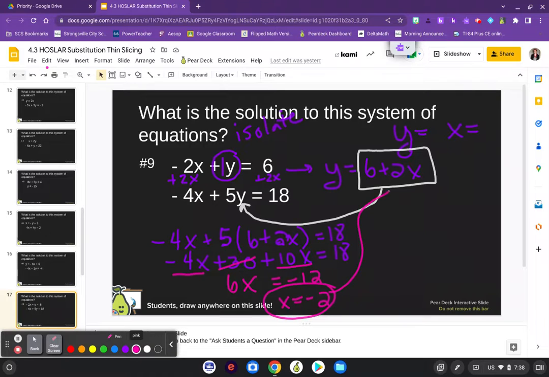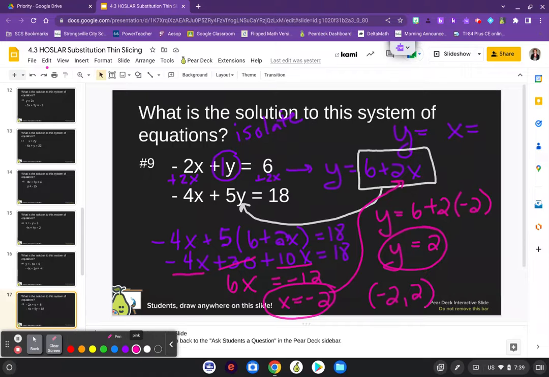And so to find y, I can replace the x in this equation. I think that using this equation I created is the easiest one to use because y is isolated. And so if I do this calculation, 6 plus 2 times negative 2 would be 2. And so I get this ordered pair of negative 2 as my x, 2 as my y.